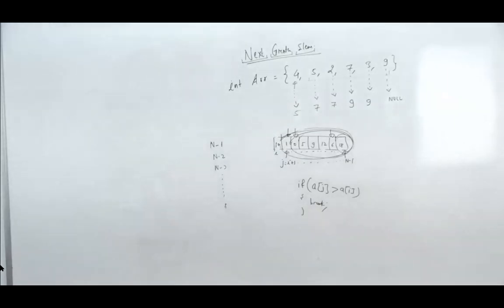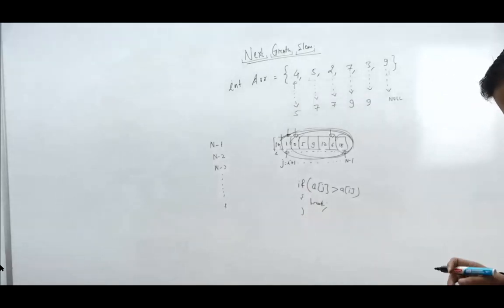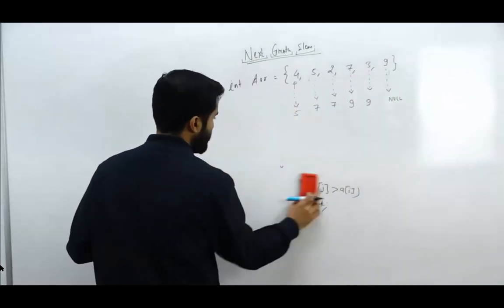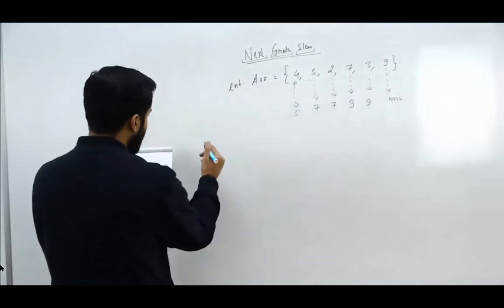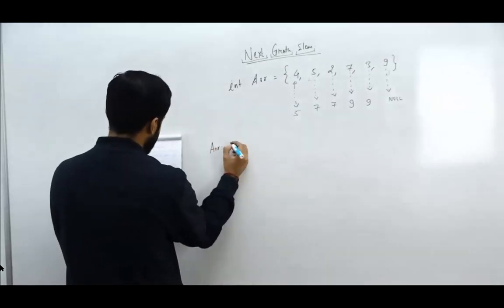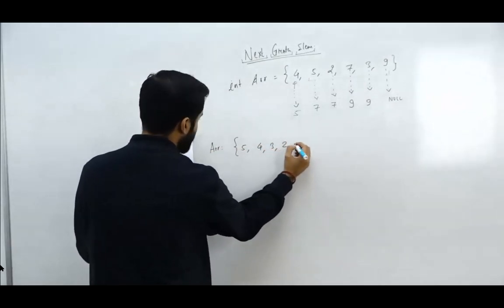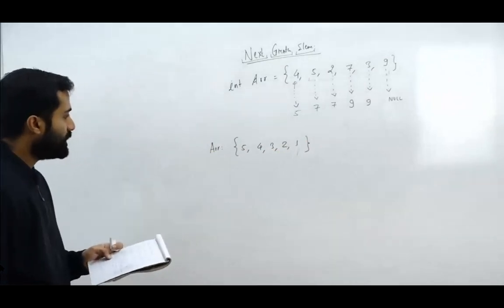Okay, so now is the most important concept that we are going to learn. Everyone, let's just look at it. Let's say we have got an array which contains 5, 4, 3, 2, 1. For now, just these many elements.